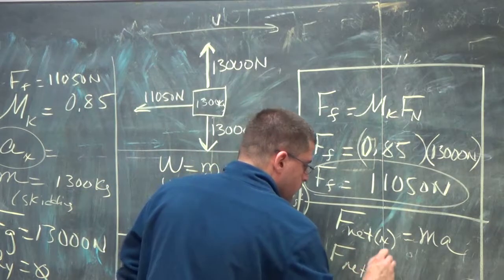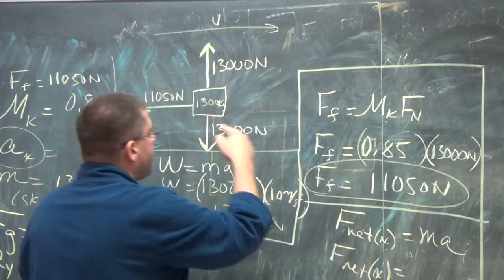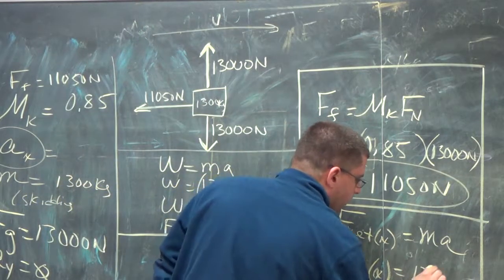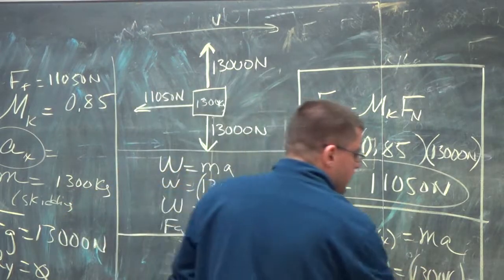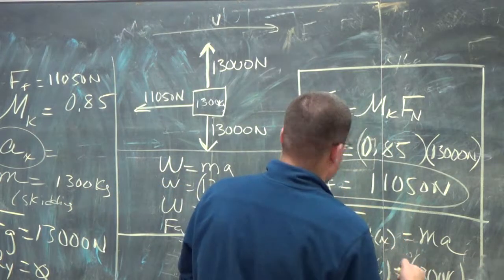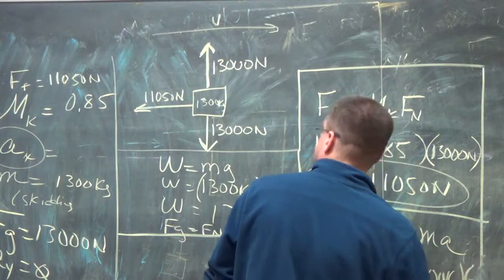Net force equals a mass of 1,300 kilograms. And if this isn't showing up, give me a minute. I'll move it up so you can see it. One-man production here. 1,300 kilograms times an acceleration.